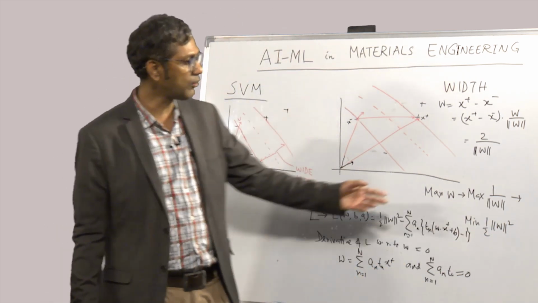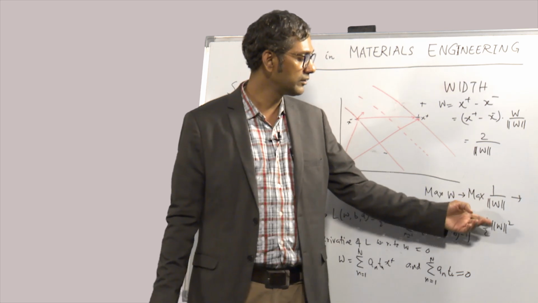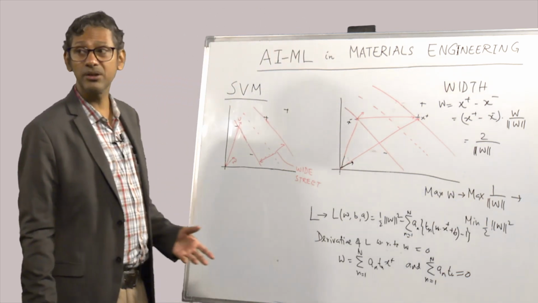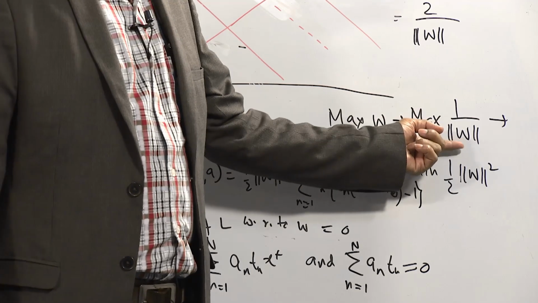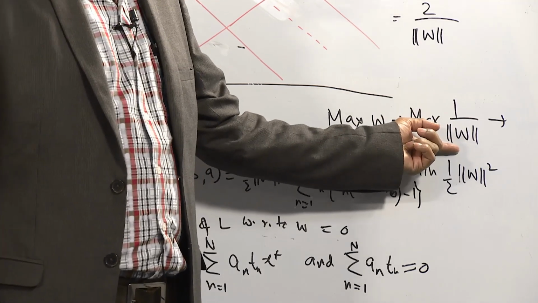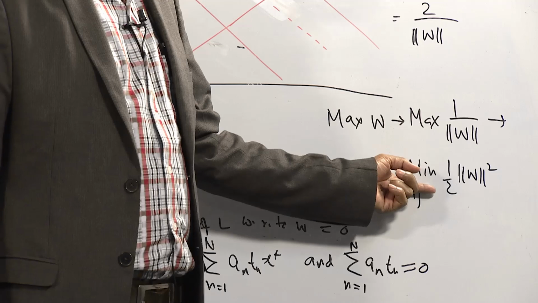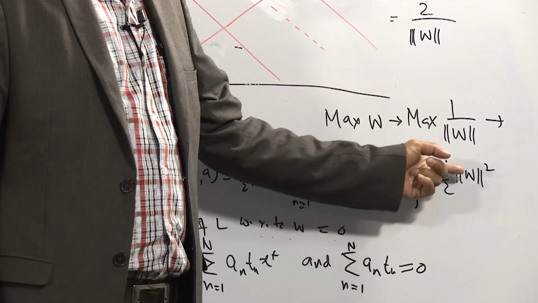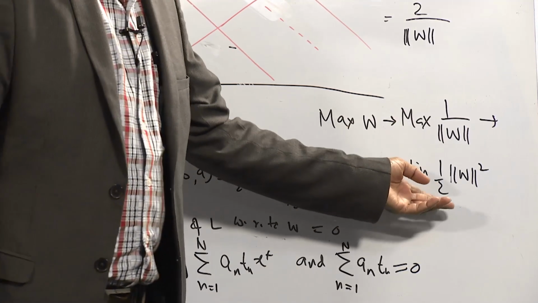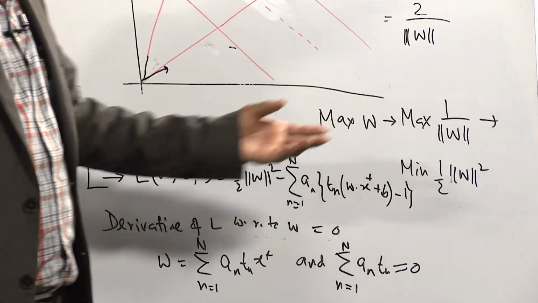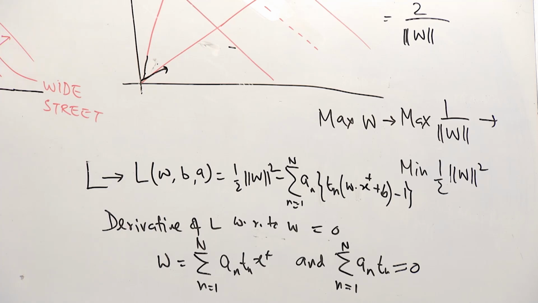You must be thinking, sir, why do you change 1 by W to W square? This is basically mathematical convenience, because if I have any function which is the inverse of that variable, it is very difficult to do maximization. So, instead of that, I change it to half of W square. But why do I change it? You can go back to mathematics books and study that also, find it out. If you cannot do that, you can write to me, I can send you the answer.